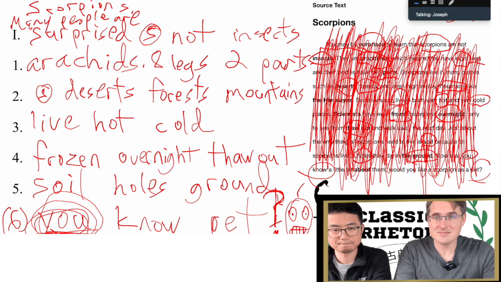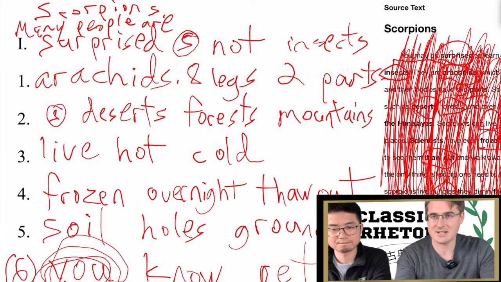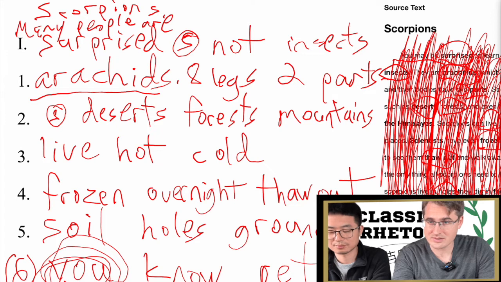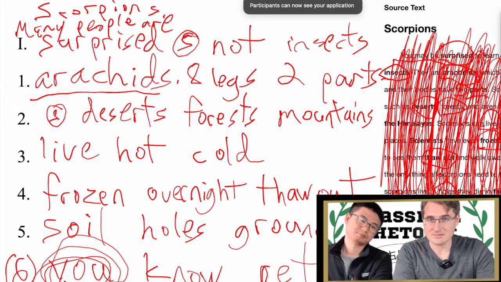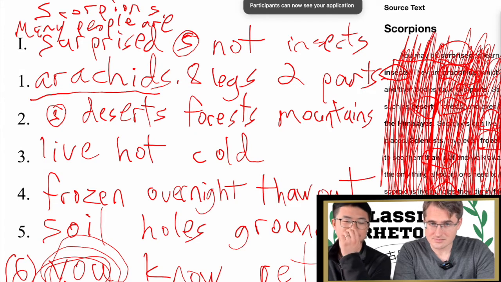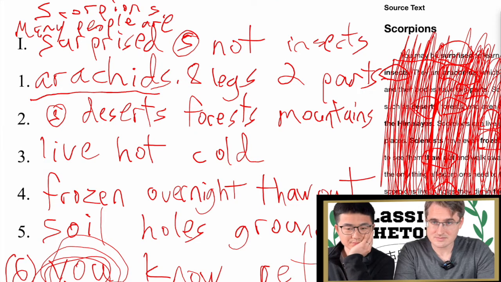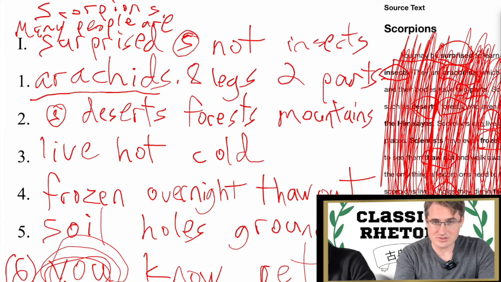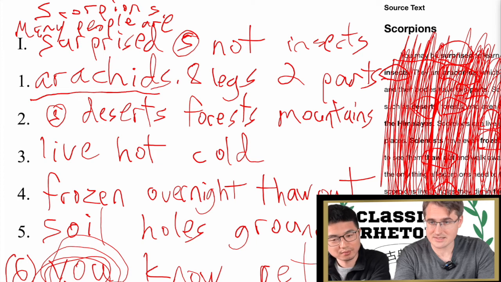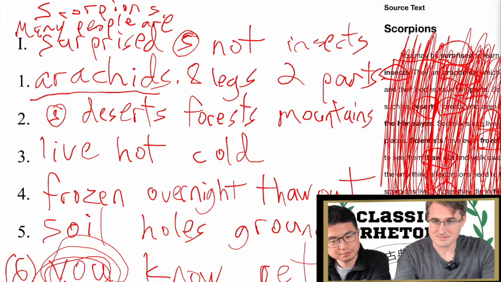Yeah, the first sentence. Yes. Many people may be surprised the scorpions are not insects. Great. Okay, next sentence. Let's ask Chris. Can you tell us the next sentence? They are actually arachnids, which have 8 legs and 2 parts of their body. Great. Okay, next one. Deserts, forests, and mountains. Tina, can you tell us this one? Scorpions live in many places. Deserts, forests, and even mountains. Thank you, Tina.